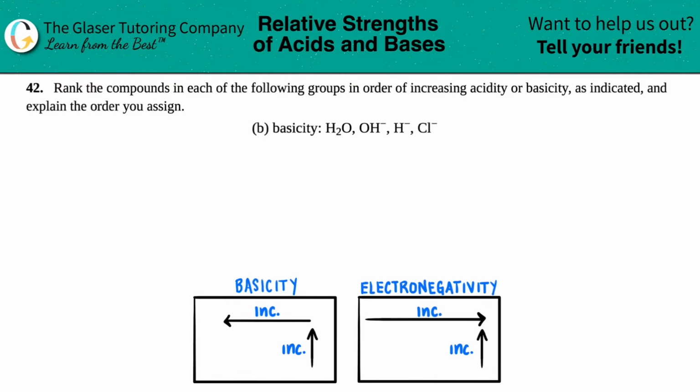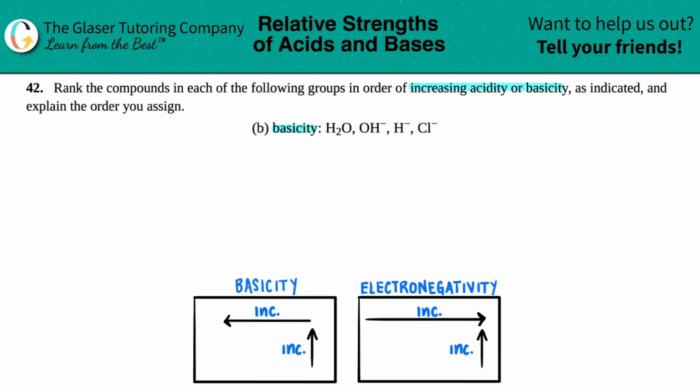42. Rank the compounds in each of the following groups in order of increasing acidity or basicity as indicated, and then explain the order you assigned. And then we have letter B. So in this case, we have to rank the compounds in terms of basicity, and then they give us 4 different molecules here: H2O, OH minus, H minus, and Cl minus.